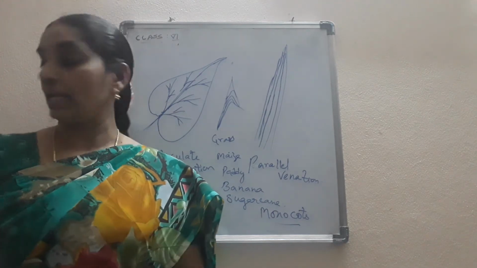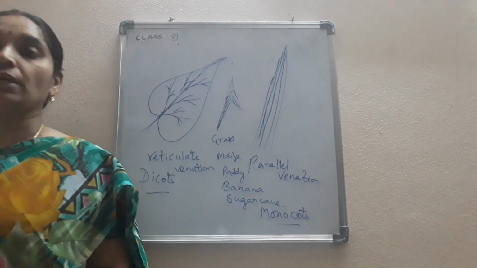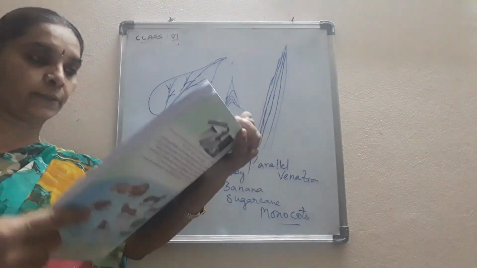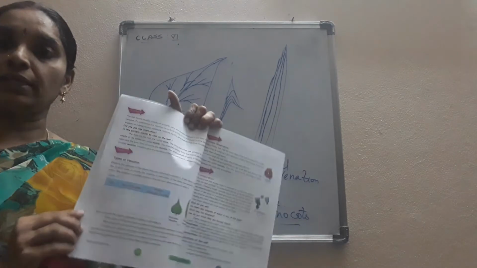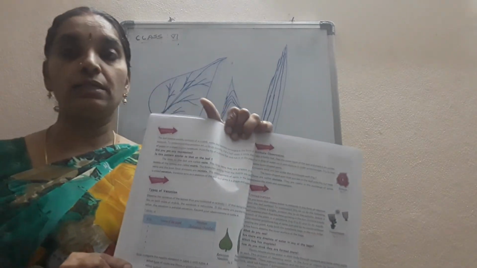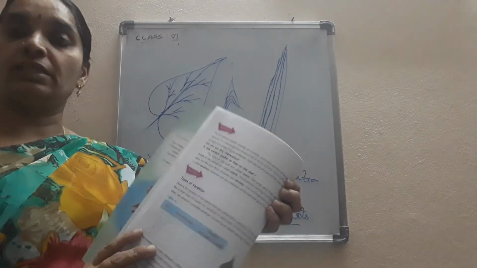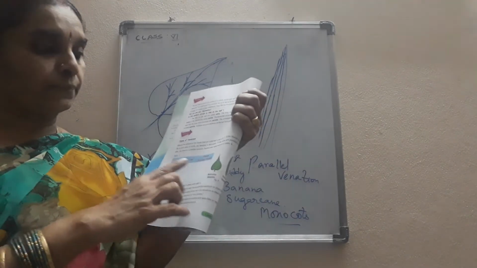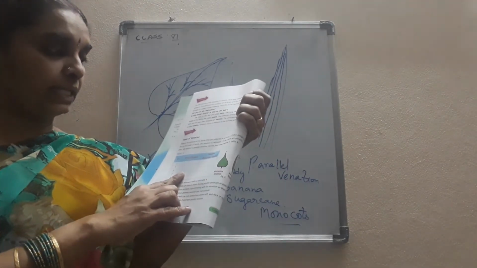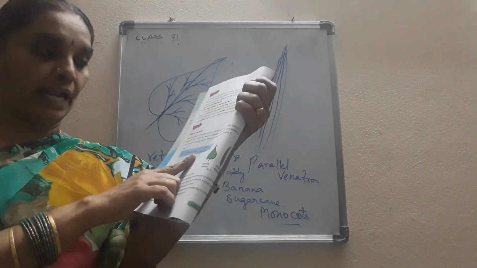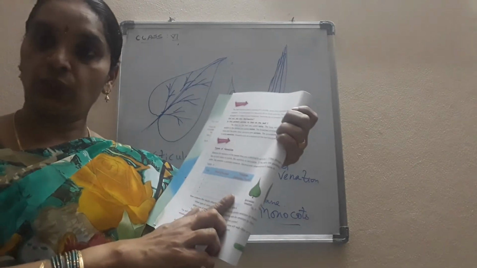Now you are going to answer the questions that are asked in your textbook. See the activity, children, page number 18. All of you open your textbooks and see page number 18, where you can see the different leaves. You have to write here in the table, activity 7. You have to write the different names of the plants and also the type of venation you have seen.